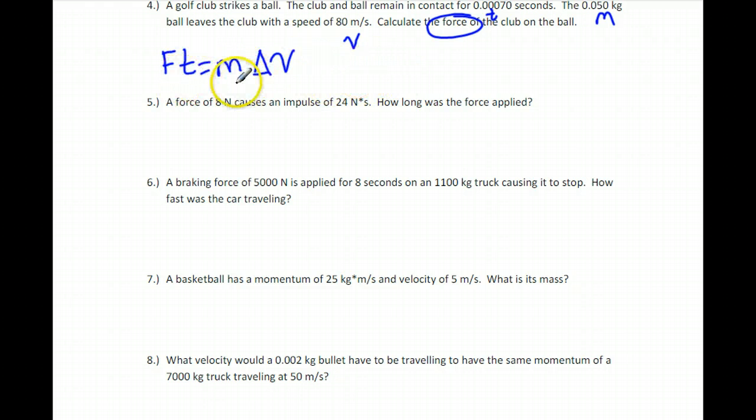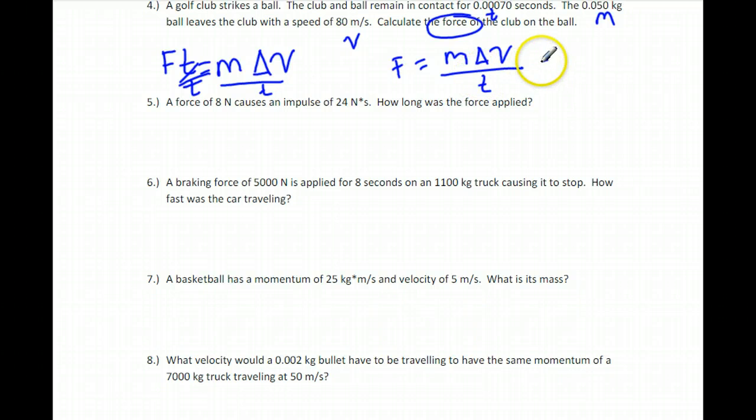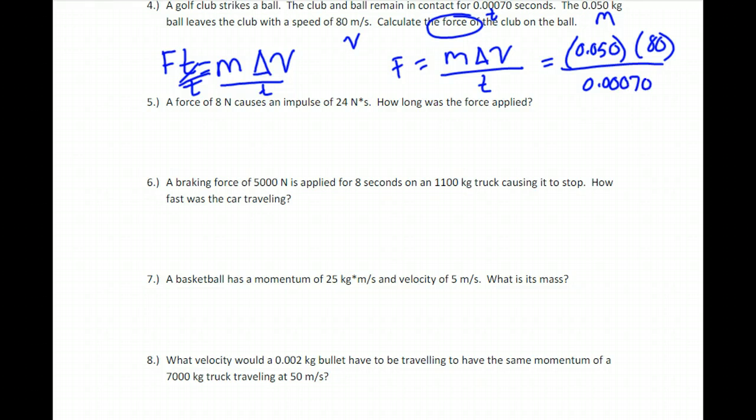We're actually going to go ahead and just divide both sides by t real quick because that's going to be easier. And that's going to give you F equals mass times the change in velocity divided by time, and that's going to give you 0.050 times 80 divided by 0.00070, which means that the force equals 5,714 newtons.